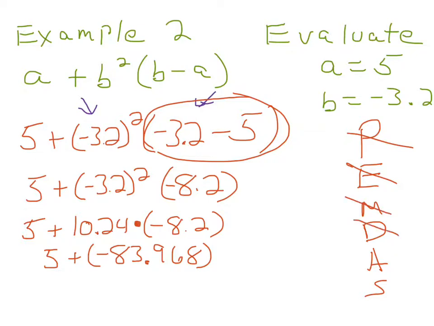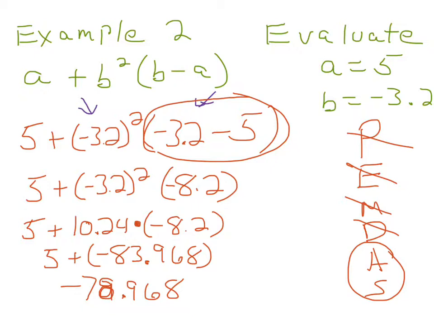There is no division. And we have an addition or subtraction, kind of depending on how you want to look at this. We're either adding a negative, or we could just look at this as subtraction. But either way that you do it, 5 plus negative 83.968 means our final answer is negative 78.968. Negative 78.968 is our final answer for this.